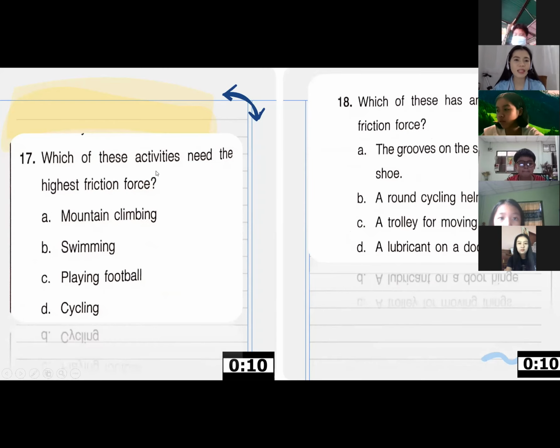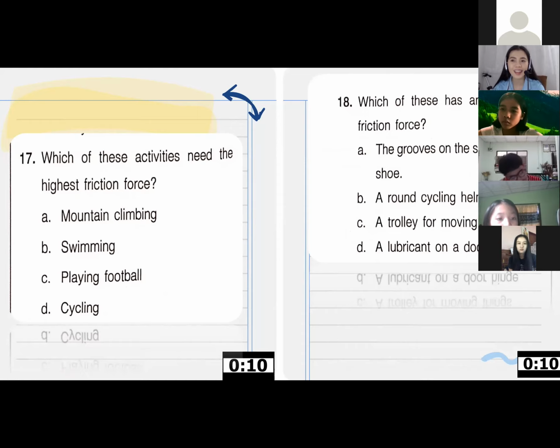Number 17. Now, which of these activities need the highest friction force? A. Mountain climbing. B. Swimming. C. Playing football. Or D. Cycling, riding a bike. Which of these activities need the highest friction force? Which is the hardest activity? A, B, C, or D? Which activity needs the highest friction force?